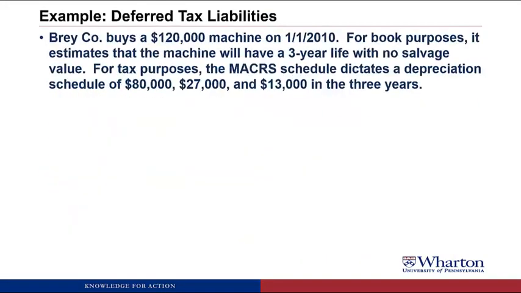Okay, let's do an example. So Bry Company buys a $120,000 machine on January 1st, 2010. For book purposes, it estimates the machine will have a 3-year useful life with no salvage value. For tax purposes, the MACRS schedule dictates a depreciation schedule of $80,000, $27,000, and $13,000 in the 3 years, over the 3-year life.